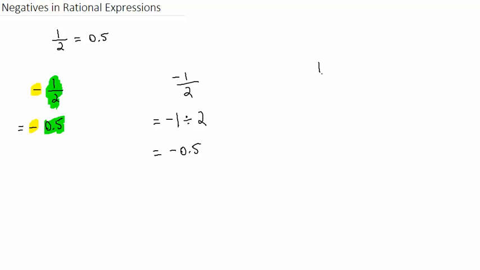And last, what if the negative's on the bottom of the fraction? 1 over negative 2. Well, that means 1 divided by negative 2. And similar logic, 1 divided by 2, if they were both positive, would give you positive 0.5. But a positive divided by a negative is a negative. And so what we see is, independent of where the negative is in the fraction, in front, on top, or on bottom, these three numbers are equal.